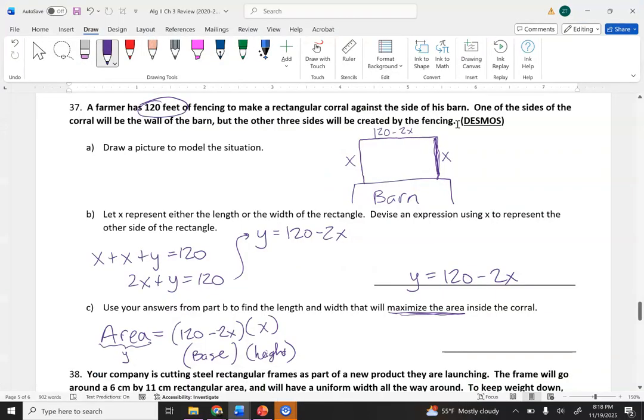So that means that our height of the rectangle, or if you want to call it the length of the rectangle, would have to be 30. So one of the dimensions would be 30 feet. And then the other dimension we can solve by plugging that 30 into our expression here. So 120 minus 2x, so 120 minus 2 times 30, that's 120 minus 60. That tells us that the other side will be 60 feet. So if the farmer chooses the side lengths of his rectangle to be 30 by 60, that will give him the greatest area inside his corral.